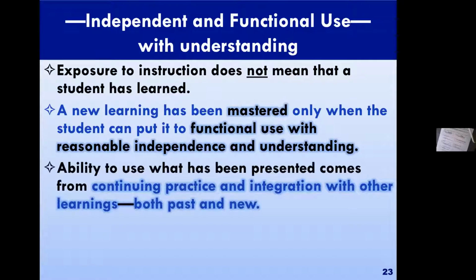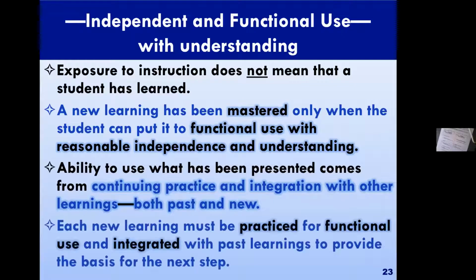Ability to use what has been presented comes from continuing practice and integration with other learnings, both past and new, and always asking the kids to explain why they made a choice, because the more they know about why they made that choice, the more likely it is that they can use that thinking on their own. Each new learning must be practiced for functional use and integrated with past learnings to provide the basis for the next step.